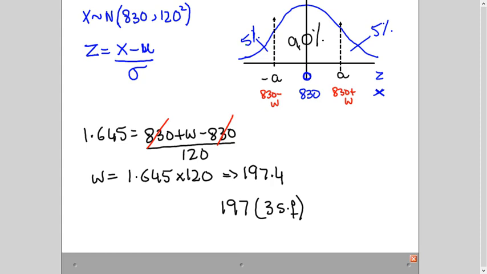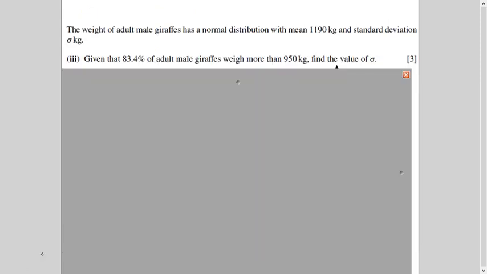Now let's see part 3. The weight of adult male giraffe. So far we were talking about female giraffes. Now normal distribution, mean is 1190, and standard deviation is sigma. So you have to find the value of sigma. What information is given to you is this, that 83.4% giraffes have weight more than 950, right?